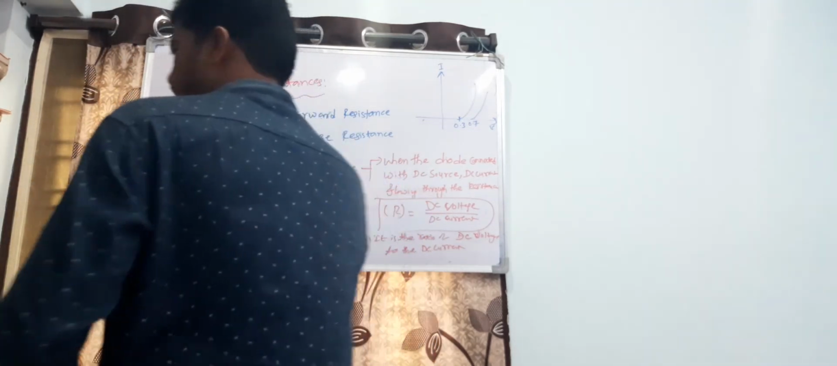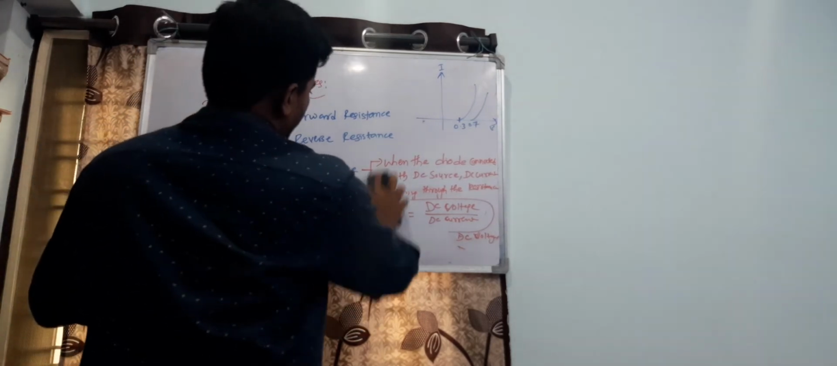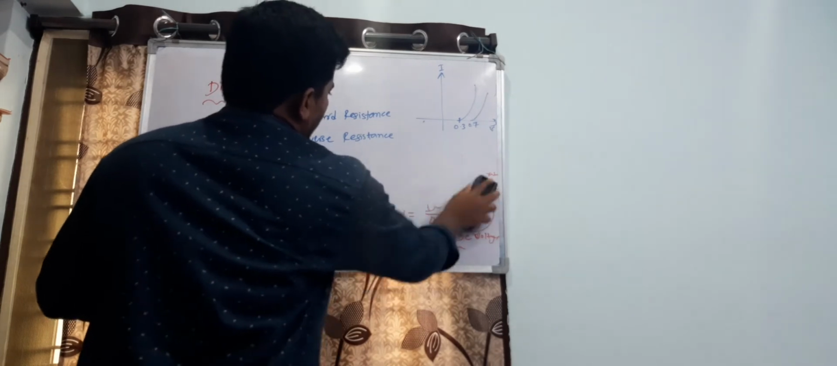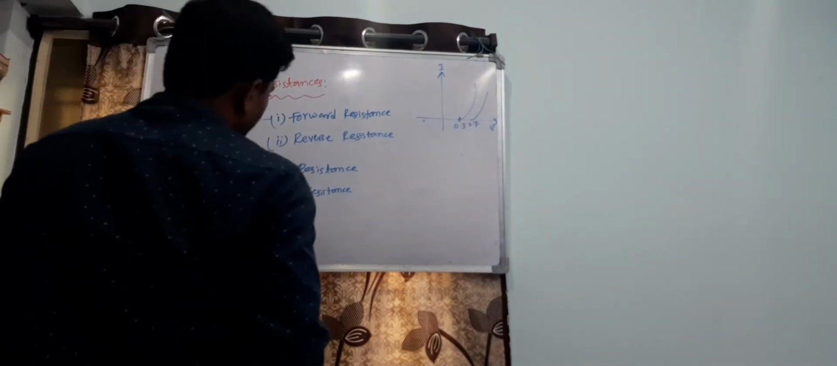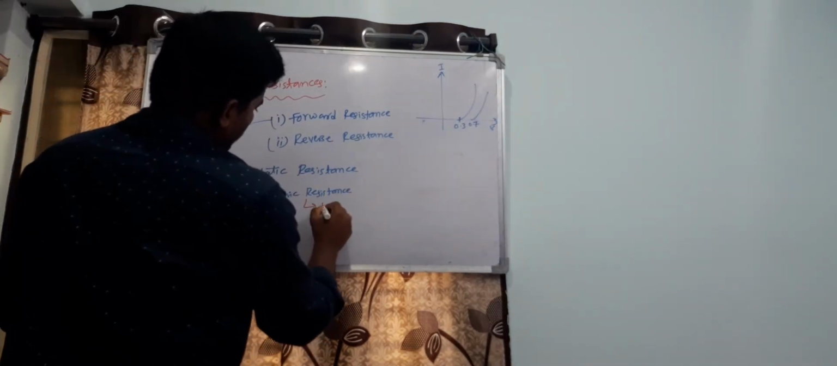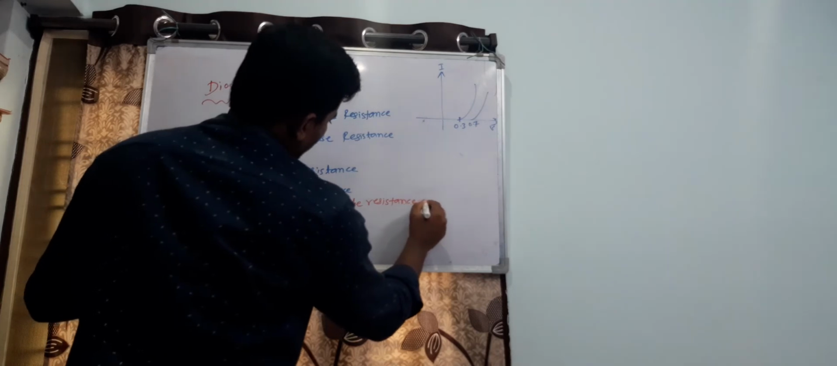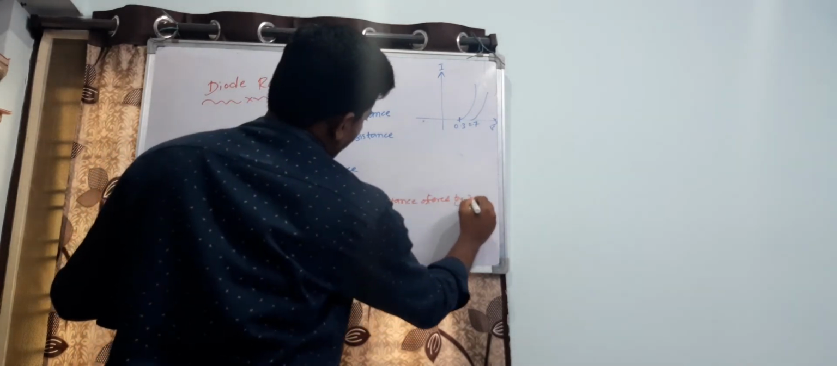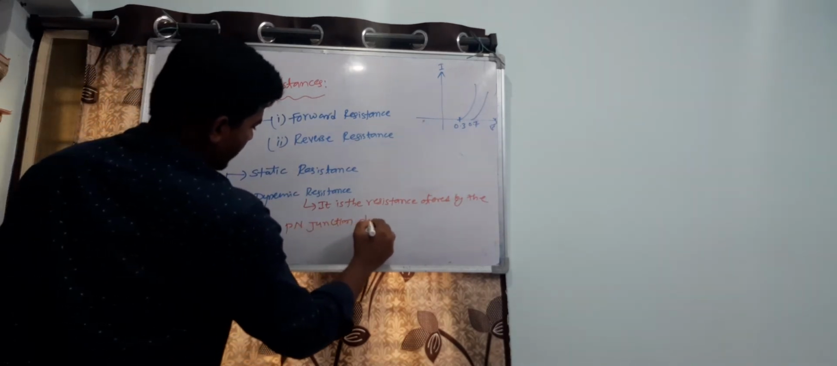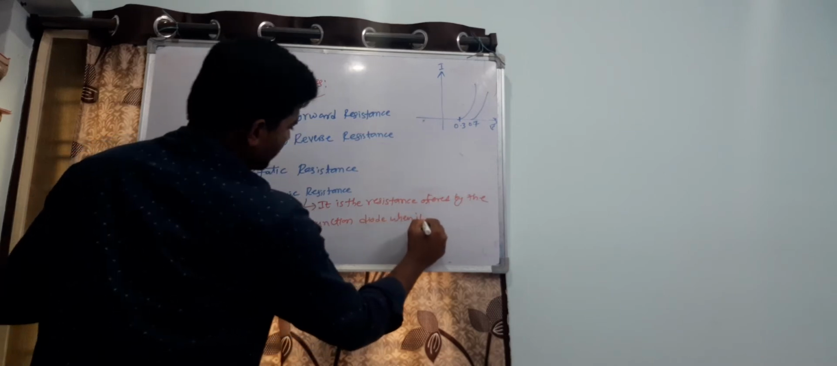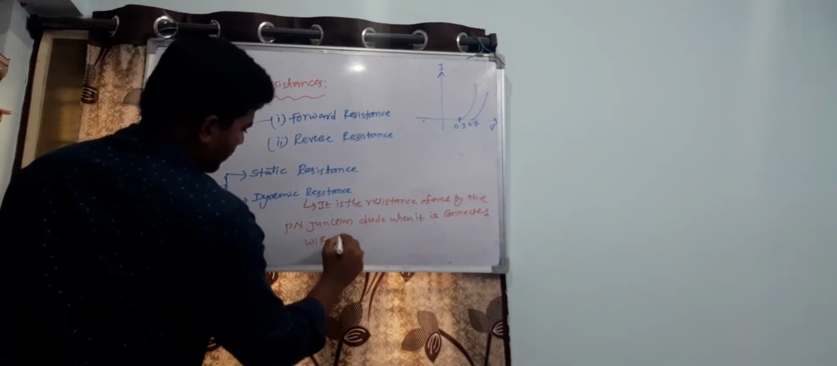Next, what is meant by dynamic resistance? Static means constant, dynamic resistance means varying. As we have seen, dynamic resistance is the resistance offered by the PN junction diode when it is connected with an AC source.